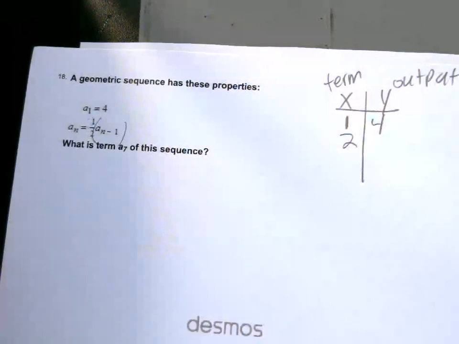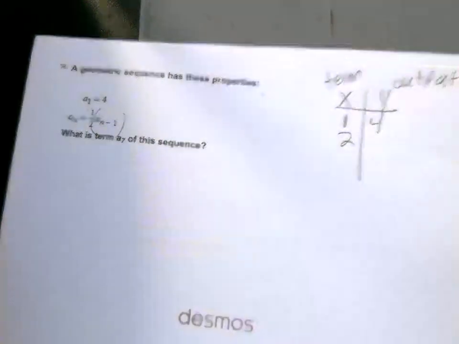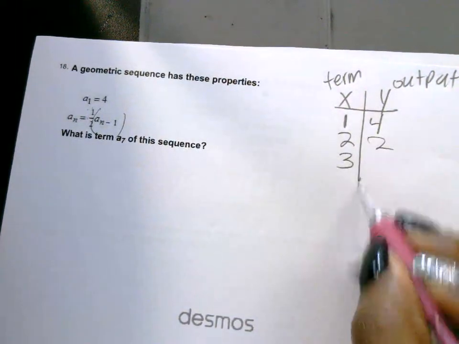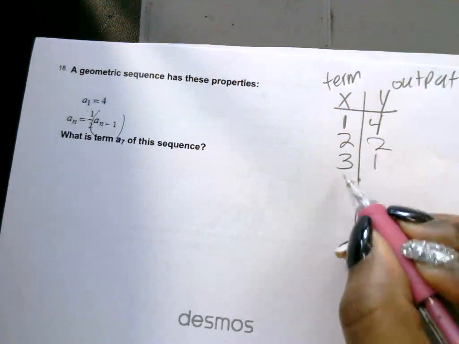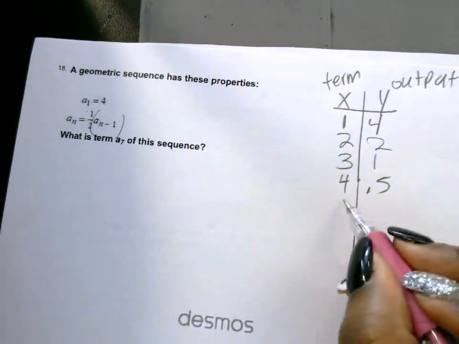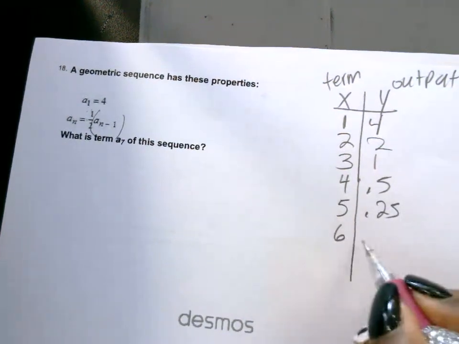So my next number, I can type this in the calculator. I'm going to type 4 divided by 2. What's that give me? 2. I'm multiplying by 1/2. What's my third number? 1. What's my fourth number? 0.5. Cut it in half. What's my fifth number? 0.25. What's my sixth number?